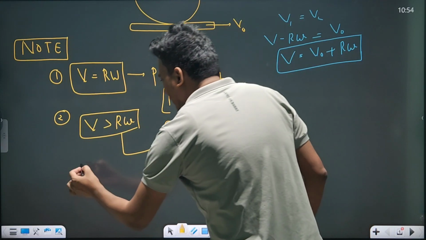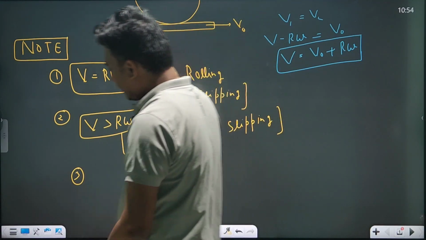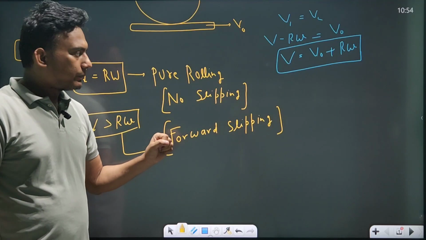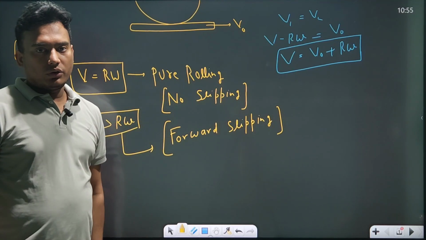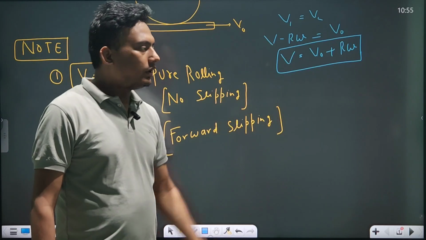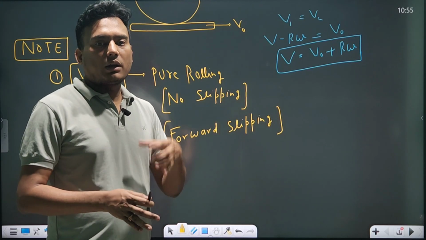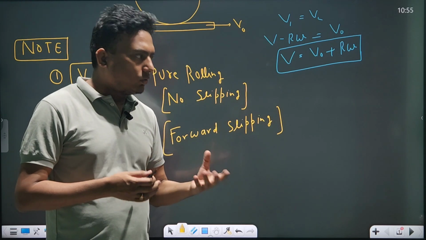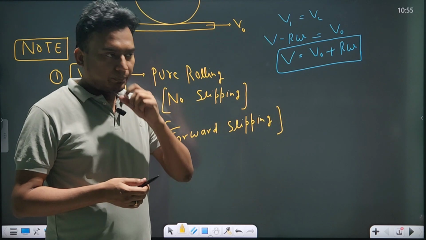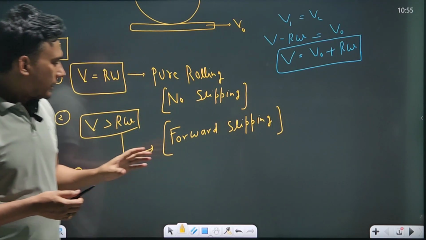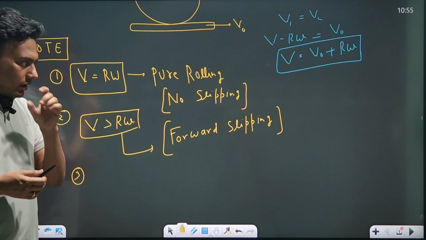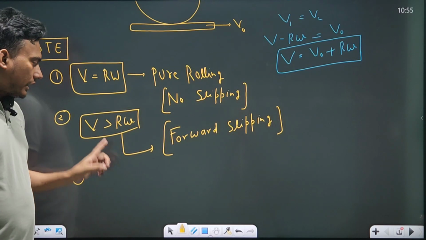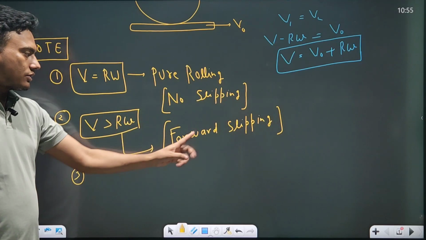Okay, before I write the third point, I again connect all this concept with practical things. Because at the point of contact, pure rolling acts, meaning relative motion is 0. So this is the reason why the wheel of a car can move and not slip. If the wheel of a car slips or we have to change it, it is due to the slipping. When V greater than R omega, it is called forward slipping.